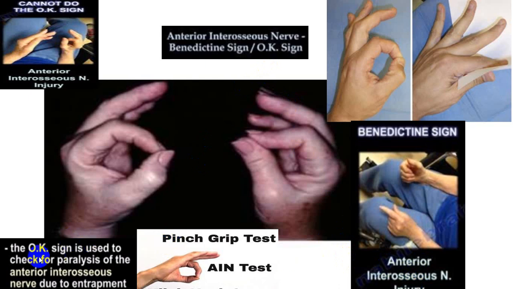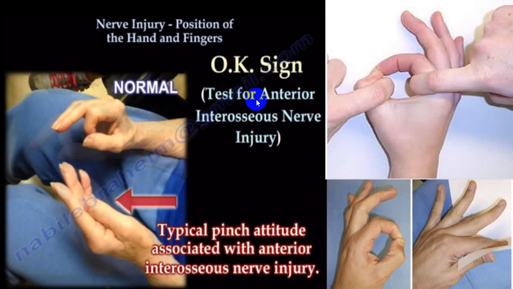So the OK sign is used to check for paralysis of the anterior interosseous nerve due to entrapment or compression injury, and a good number of times even during decompression procedures that nerve can be damaged. So this is a typical OK sign, which is a test for anterior interosseous nerve injury. This is the typical pinch attitude associated with anterior interosseous nerve injury. You can see this is normal, this is abnormal. This is normal, this is abnormal.